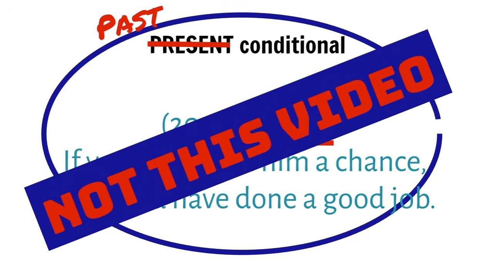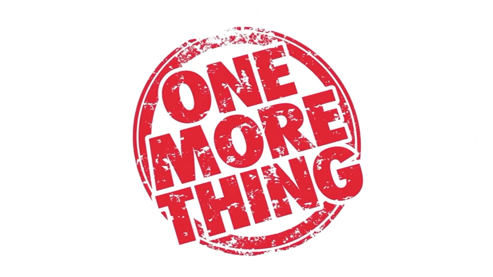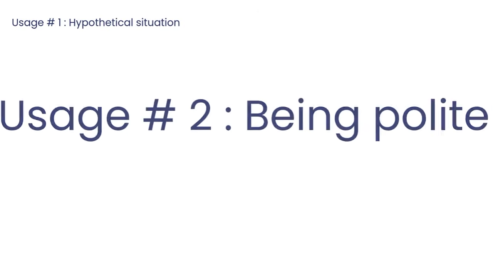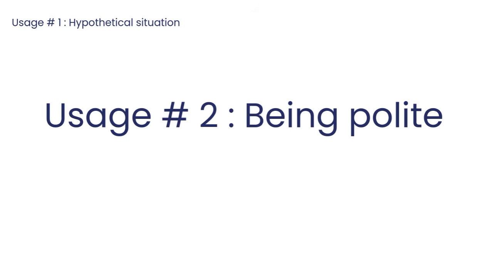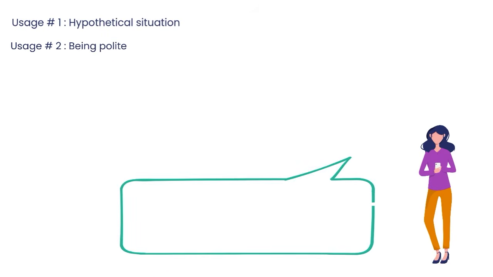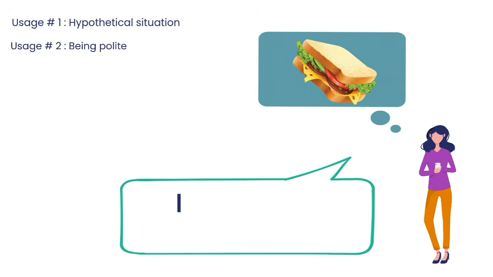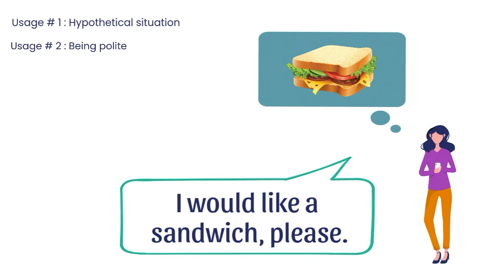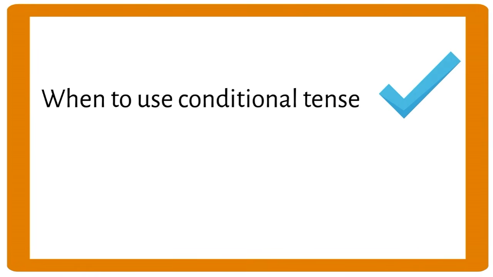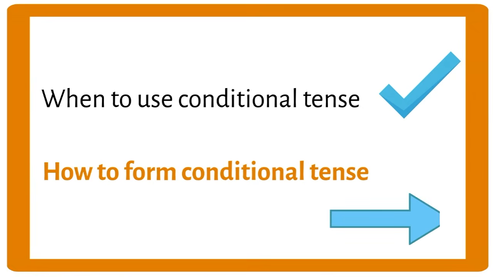One more thing about the usage of the conditional. Just like in English, the conditional in French also has a second use, being polite. Instead of saying, "I want a sandwich," we can make things more polite by saying, "I would like a sandwich, please." Notice how when you use the conditional in this way, you don't need another clause at all. There is no if here. So now that we know when to use the conditional, let's see how to form it in French.